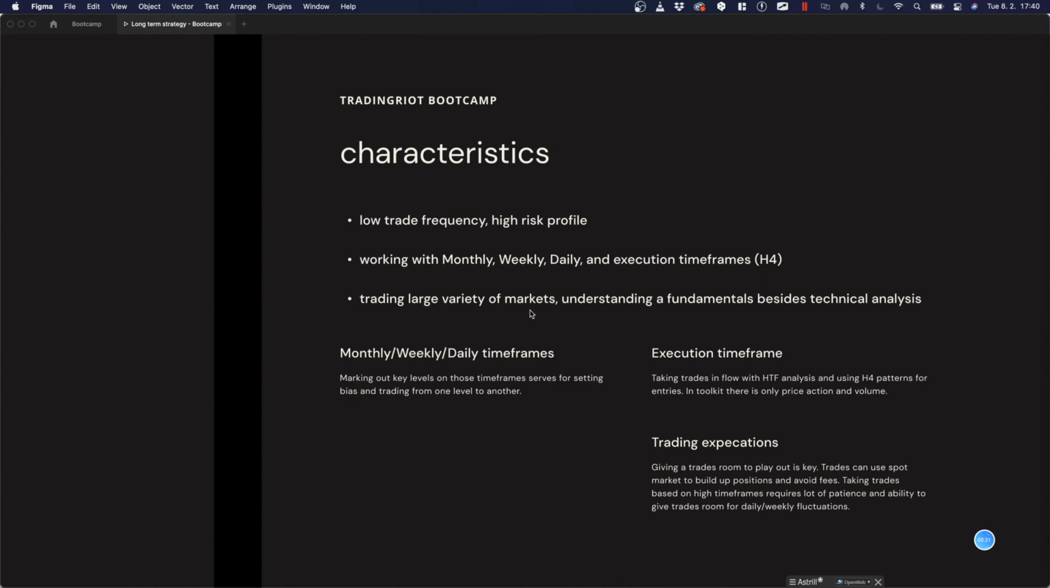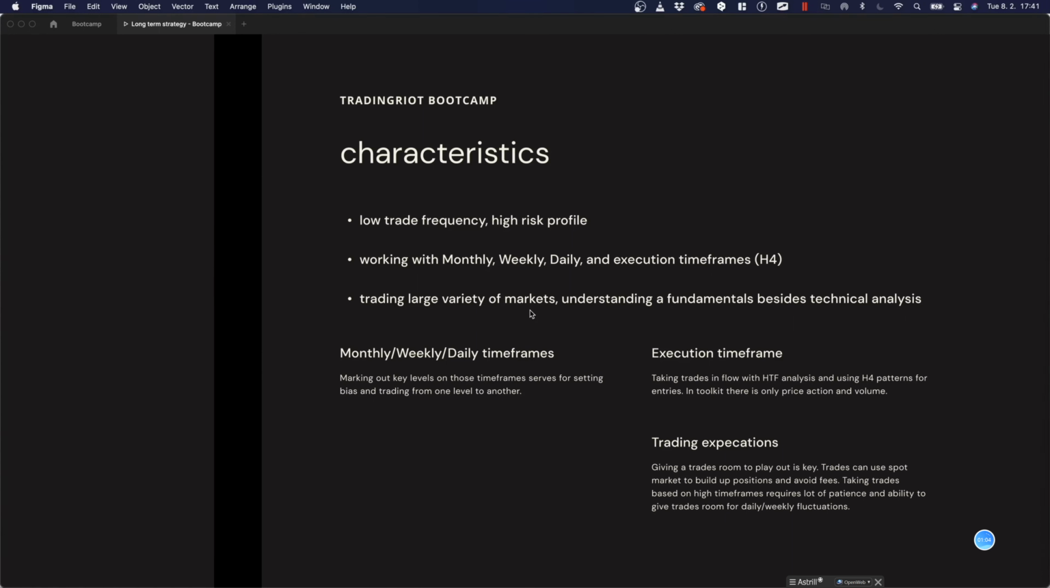You are opening very few positions, but this allows you to allocate more money to these trades, because you should be coming in with strong conviction when it comes to positional trades, which are trades that are held for weeks and even months. You are working with monthly, weekly, daily, and execution time frames, which I choose to be H4 for this example, but once again you can use even higher time frames and, for example, only execute on daily.